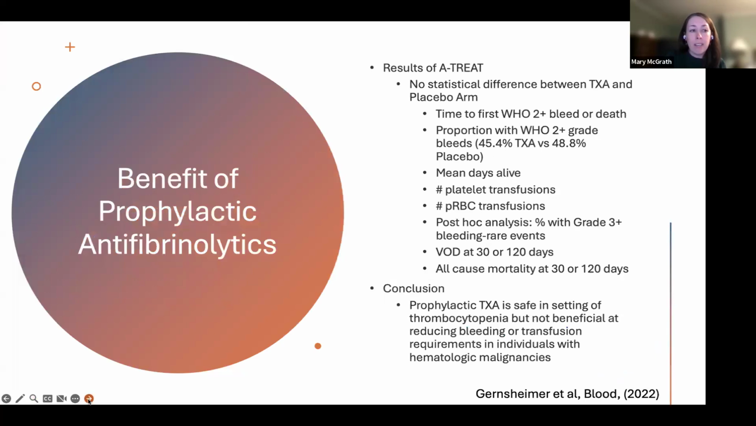And what they found is that essentially there was no statistical difference between the tranexamic acid arm and the placebo arm in any of their endpoints. And so the conclusion was that prophylactic tranexamic acid, while safe in the setting of thrombocytopenia, was not necessarily beneficial at reducing bleeding or transfusion requirements in individuals with pancytopenia from hematologic malignancy. So I think if we extrapolate this to other populations, it seems reasonable for now to continue to use antifibrinolytics on an as-needed basis for bleeding.